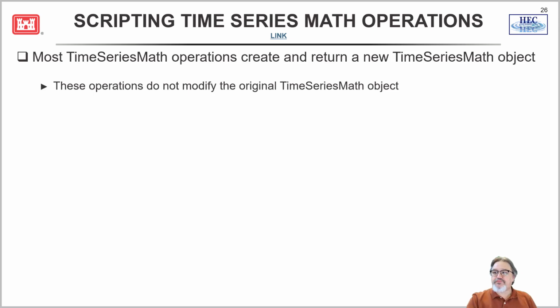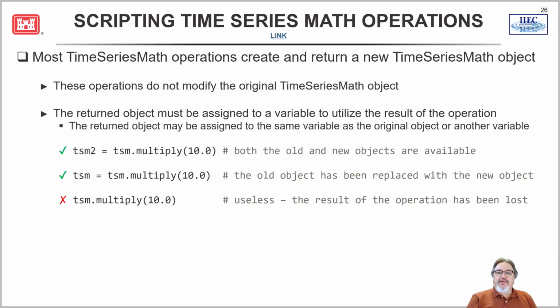Now, the returned object, like I said, must be assigned to a variable, but the returned object may be assigned to the same variable name, or you can assign it to another variable name. So I have examples in reverse order. I have assigning to a new variable name there in the first green check mark.